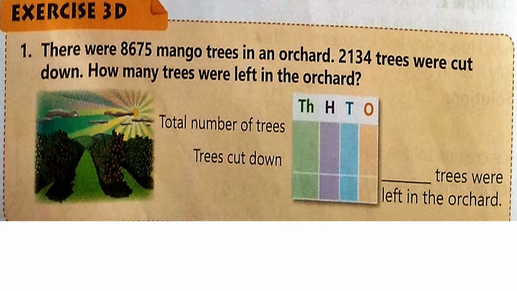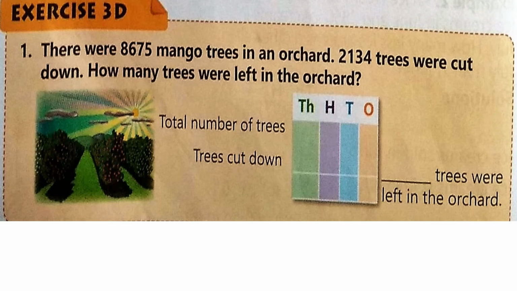So number one, there are 8,675 mango trees in the orchard, and out of 8,675, 2,134 trees are cut down. How many trees were left in the orchard? So we have to find out that.